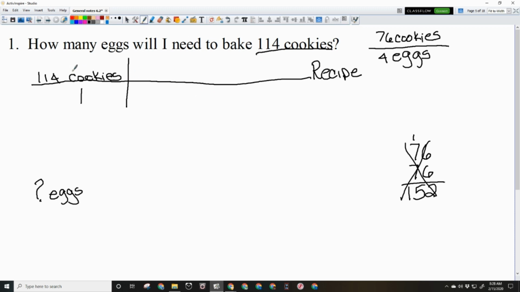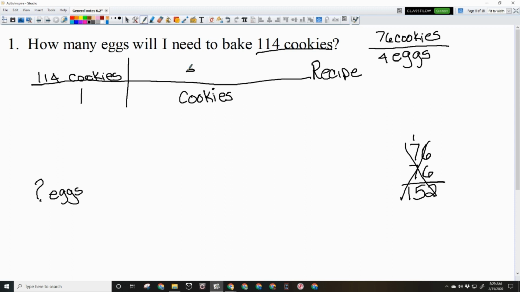All right, so we have cookies set up over 1. So in order to get rid of cookies, I'm going to have to put it in the bottom here. So if I'm following my steps, I'm asking myself, what unit do I want to get rid of? The answer is cookies. Where do I put that? In the bottom, or crisscross from where it is. Okay, what do I want to convert this to? Well, I want to convert it to eggs.